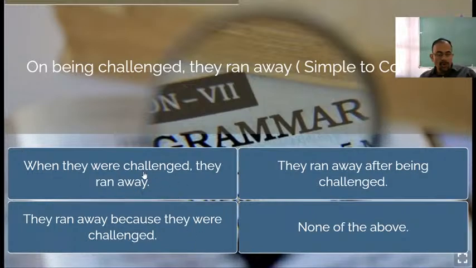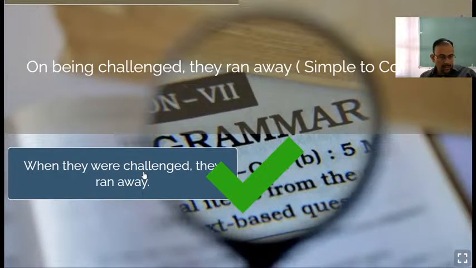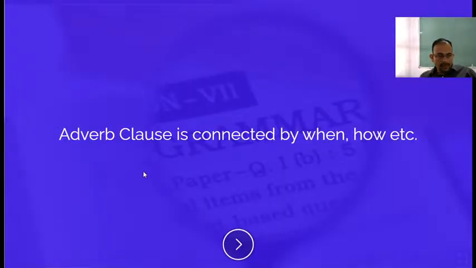Now let's move on to the next question. Very quickly we are moving on to the next question. It is adverb clauses. So noun clause, adjective clause, adverb clause we shall study later on. It is not in our syllabus, that is why I am not explaining much about this. I'm explaining only simple, complex, and compound sentences.